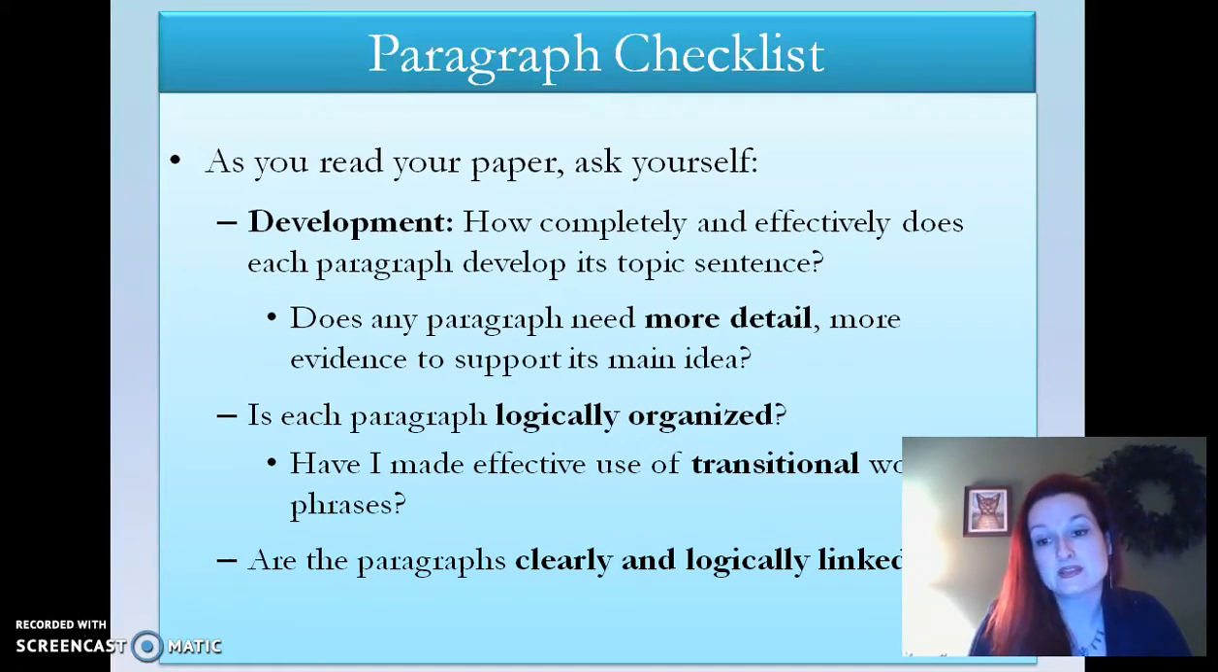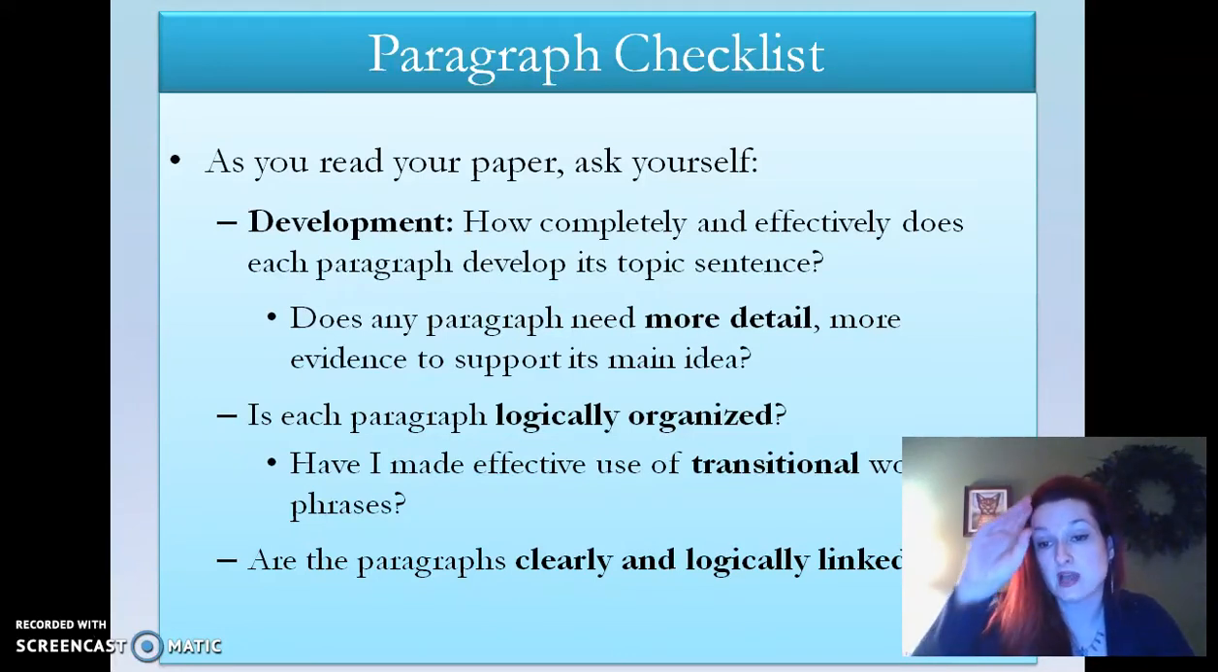As you read your paper, also ask yourself about development. How completely and effectively does each paragraph develop its main idea? Does any paragraph need more detail, more evidence to support its main idea? Do you need a statistic? Do you need to paraphrase something from an outside source? Do you need an example to illustrate the point that you're making?